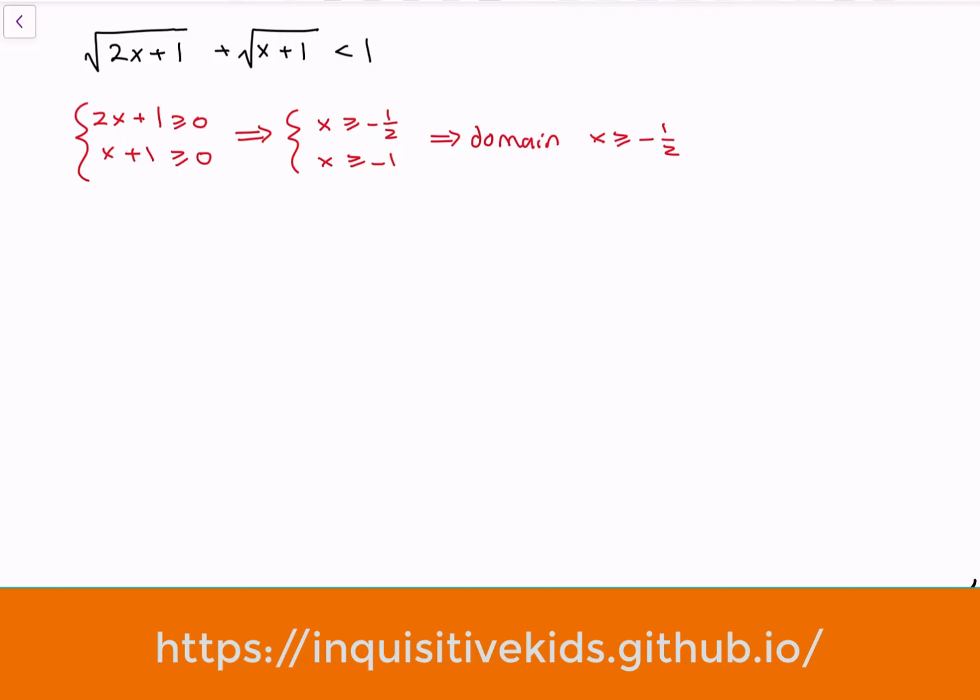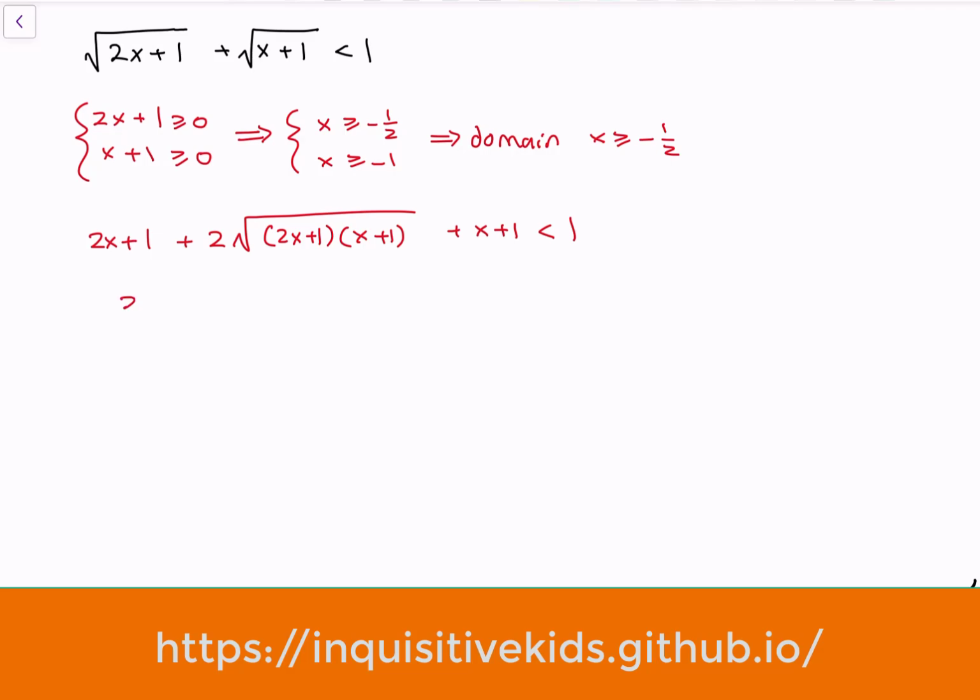We're first going to square both sides of this inequality. That way we can get rid of some of our radicals. We get 2x plus 1 plus 2 times the square root of 2x plus 1 times x plus 1, plus x plus 1 is less than 1. Now let's combine like terms.